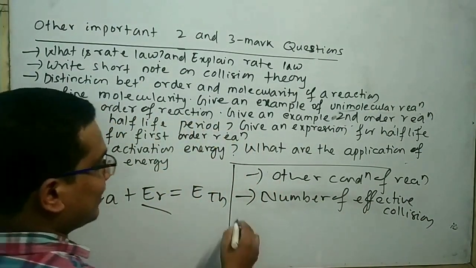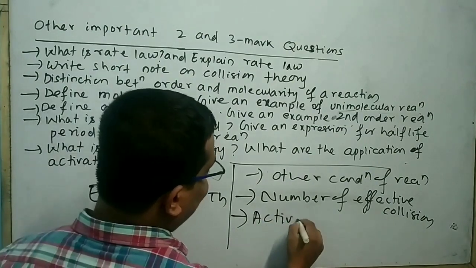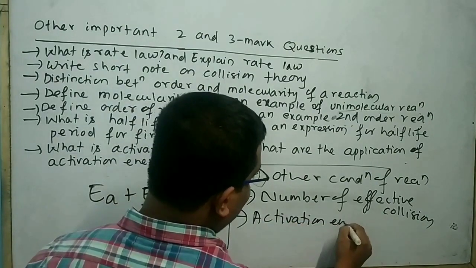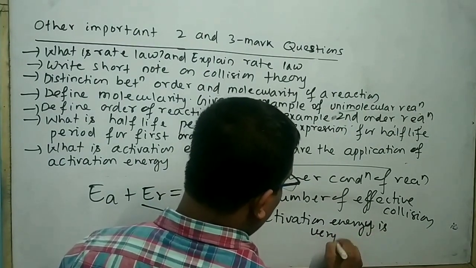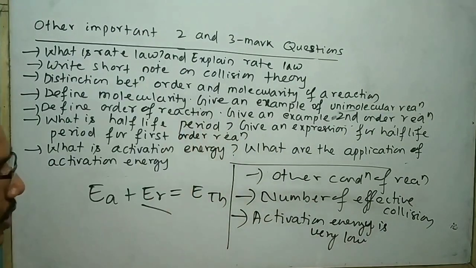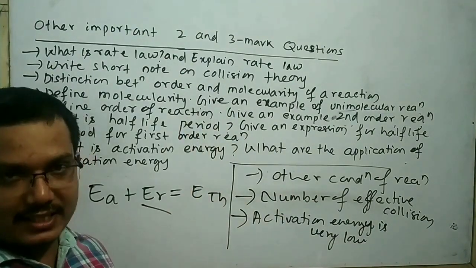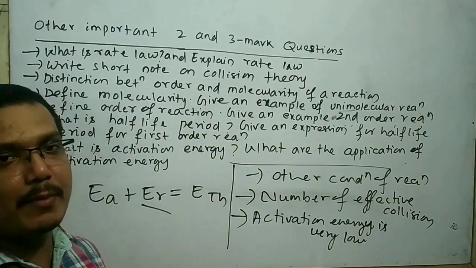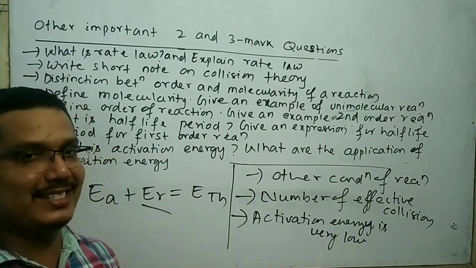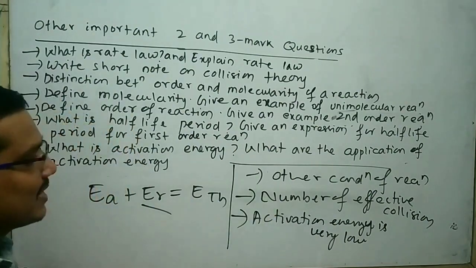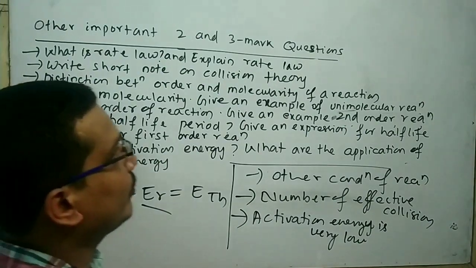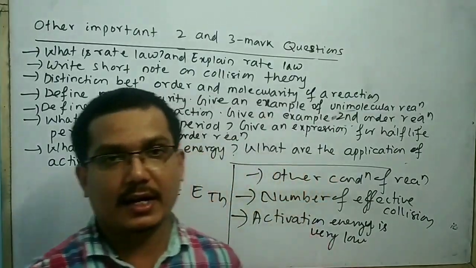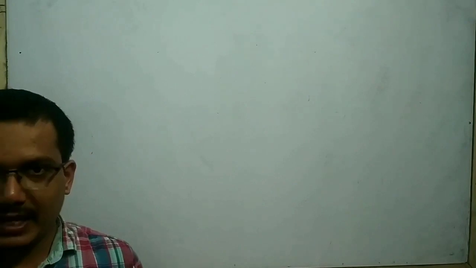For an explosive reaction, the activation energy is very low, because such type of reaction does not need any extra amount of energy. It has a sufficient amount of energy. As a result, it can start its reaction by itself. These are the applications of activation energy. That is all about some important 2 and 3 mark questions related to chemical kinetics. Next I will discuss some important long questions regarding chemical kinetics.